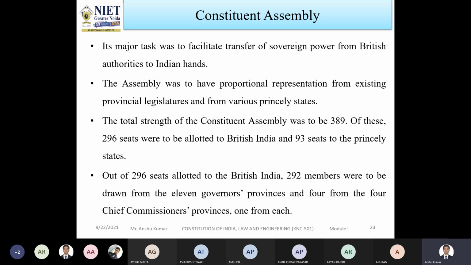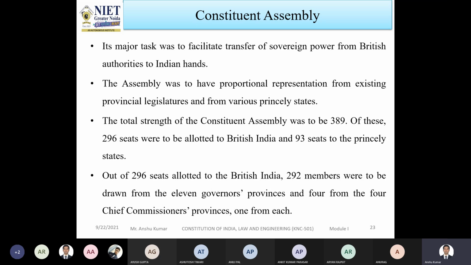The total strength of the Constituent Assembly was to be 389. But later the Muslim League backed out, and the total strength was effectively reduced to 299. Of this, 296 were to be allotted to British India and 93 to the princely states. Out of 296 seats allocated to British India, 292 members were to be drawn from the 11 governors' provinces and 4 from the 4 chief commissioners' provinces, 1 from each.